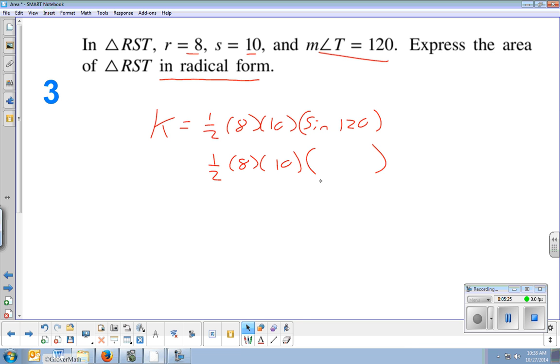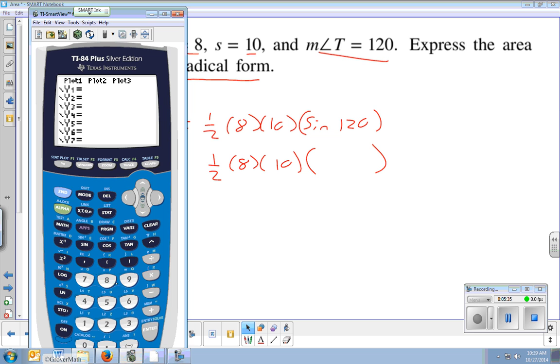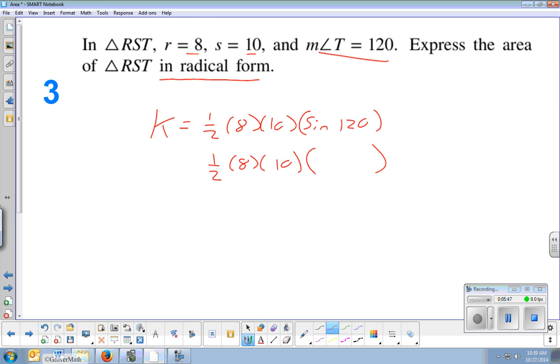Now what is sine 120? And that's where you want to be careful, because if I type this whole thing at once, I'm going to get some decimal, not a radical. When you see radical in the answer, you want to figure out what this is first. So let's check it out. Sine 120 is 0.866. We definitely recognize that as radical 3 divided by 2.